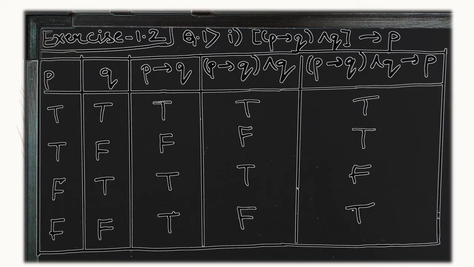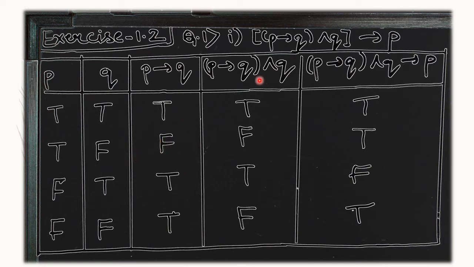Alright, so this is the first question in exercise 1.2 and the first sub question in question number 1. Okay, so it's very simple. P implies Q and Q implies P. First we write P, then Q: T, T, F, F, T, F, T, F. Then we write P implies Q. Only once it is false. When T goes to F, it is F, otherwise it is true.